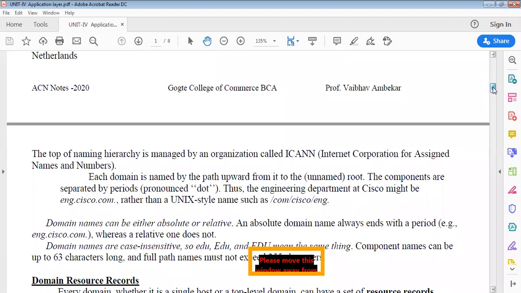The top of the naming hierarchy is managed by an organization. So how is this managed? This naming hierarchy is managed by an organization that we call ICANN, the Internet Corporation for Assigned Names and Numbers. This is the organization which handles this naming scheme. And how is each domain composed? Each domain is named by the path upward from it to the unnamed root.